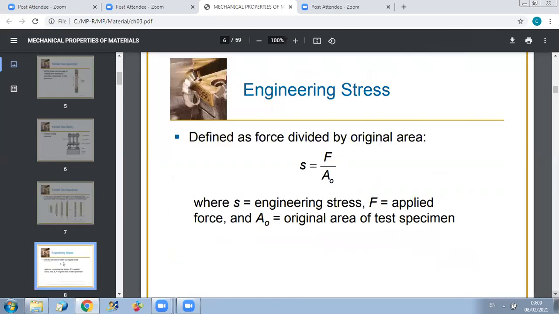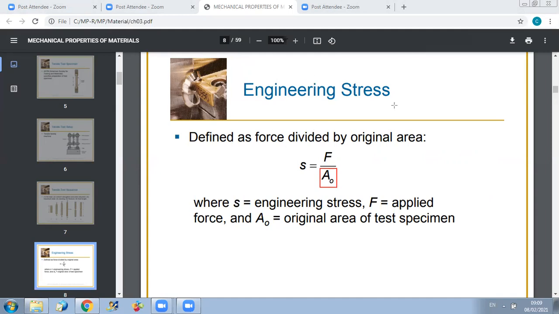Now, what is engineering stress? The engineering stress is defined as the force per unit area, and the area we take is the initial area. This is why we say it's not a true stress, because if we want to get the true stress, we should divide the force by the actual area of the specimen. So here together we will define two types of stresses: engineering stress and true stress, and we will see the importance of each one.